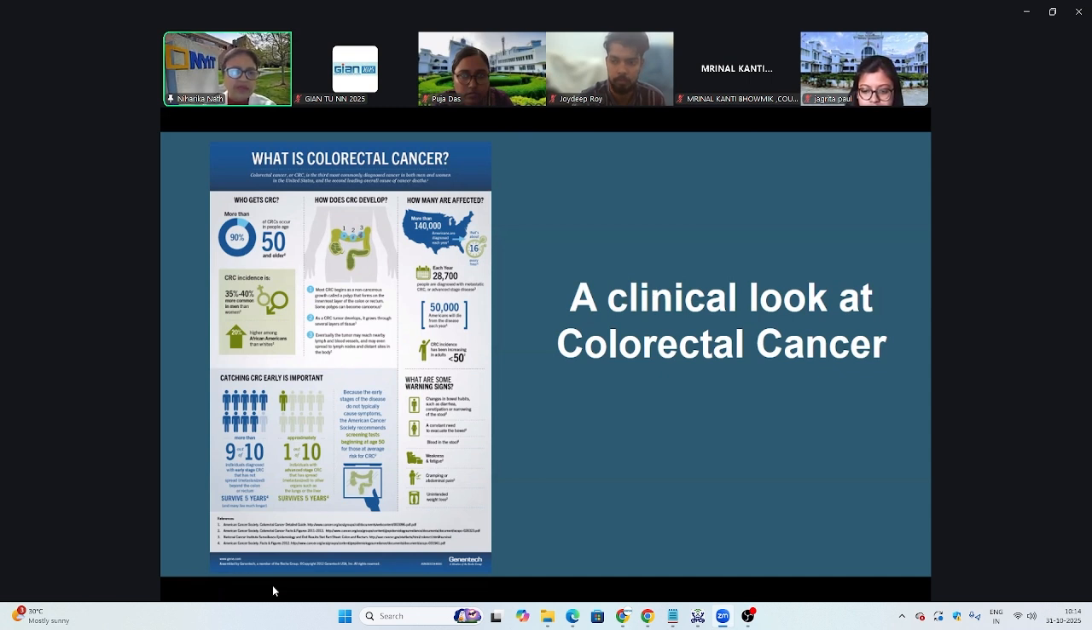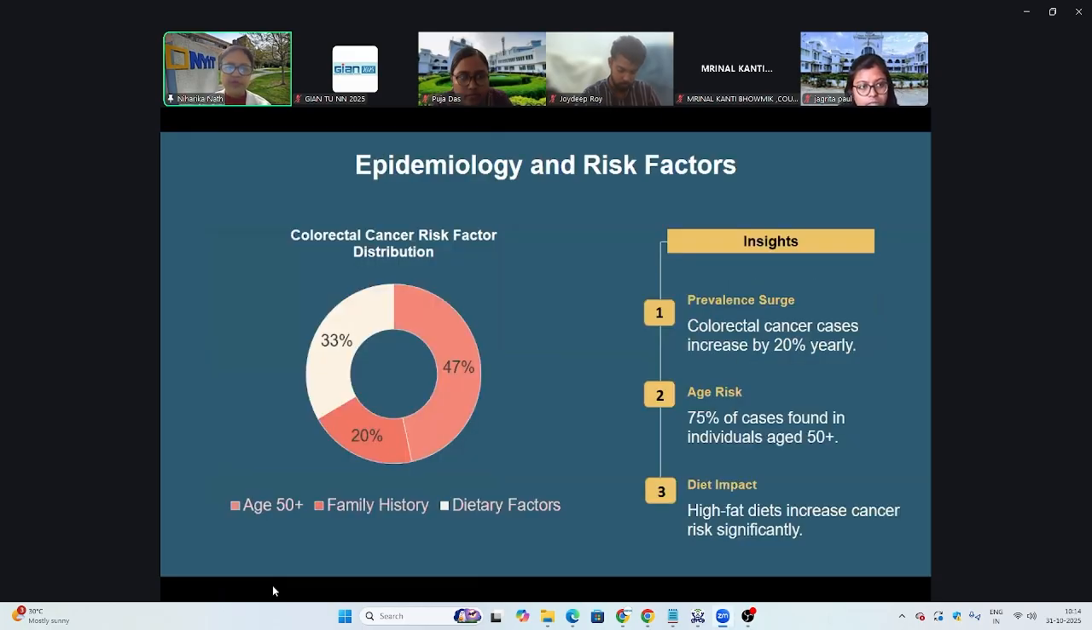How many people will get it. So catching CRC early is important. If you get it too late, survival is poor. And a lot of the people who get CRC are typically 50 and older. So the older you get, you can get colorectal cancer, right? So just a couple of things that are in here: how many people get it, just to show you that there's such a thing as an infographic.